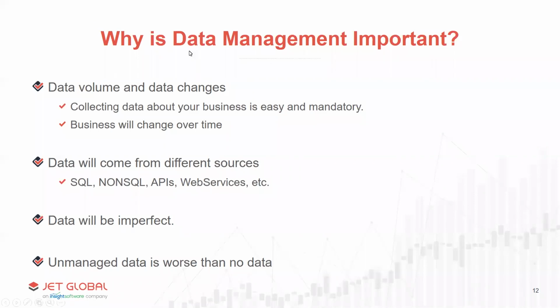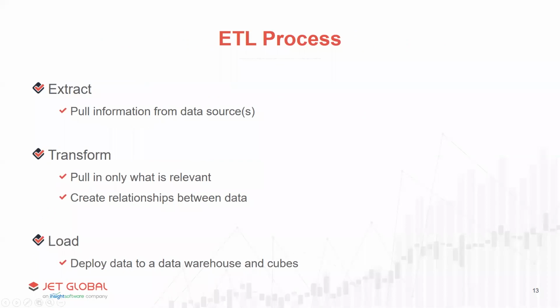So this data management piece is really going to be important. That's why JET is going to use an ETL process. The ETL process is going to be extract: I want to be able to pull information from a single data source or data sources. I want to transform, so I want to pull in only what's relevant and create relationships between data. And then I want to load it into a format that I can easily consume.